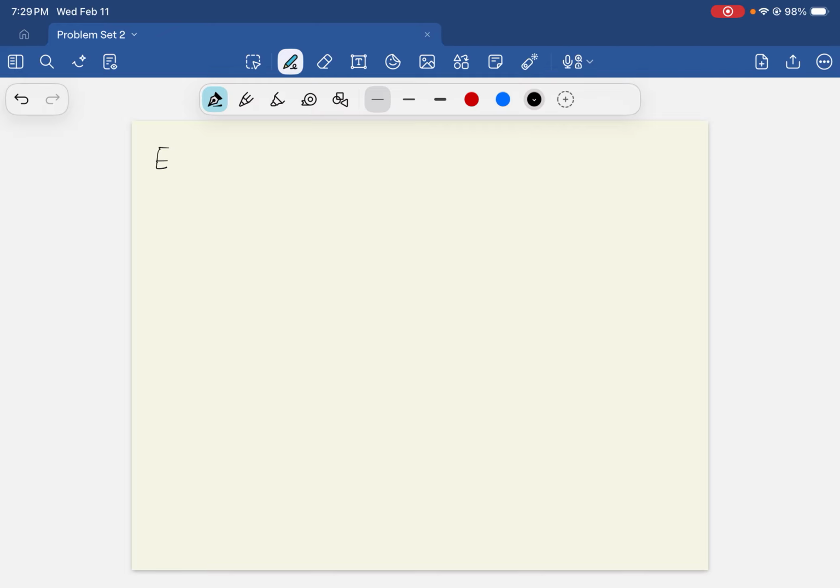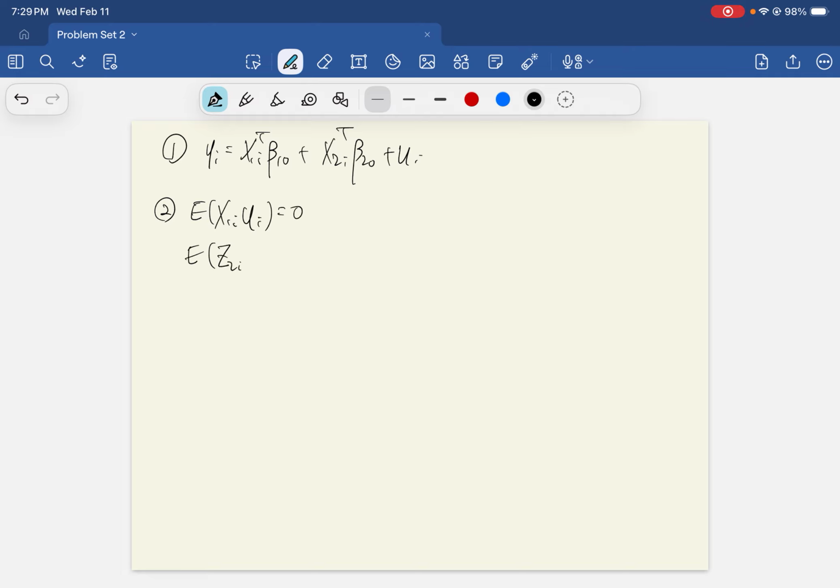So let me write down. Simply speaking, we have three assumptions anyhow. Linearity: y_i equals x1i transpose beta 1 0 plus x2i transpose beta 2 0 plus u_i. Exogeneity on x1 and z2. Together we can write them as expectation of z_i u_i equals 0. By the way, the dimensions here are different, like a 0 vector.